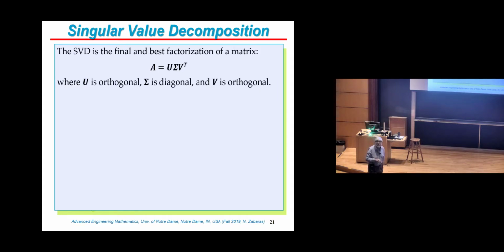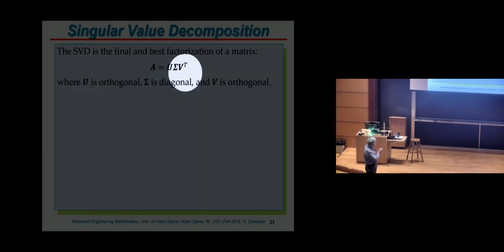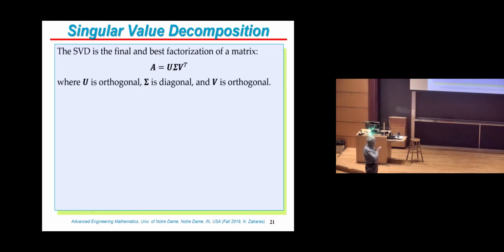For the spectral theorem, right? So instead of U, we have the Q matrix. Instead of sigma, we have the lambda matrix of the eigenvalues. And instead of V transpose, what do we have? We have Q transpose. So there is only one Q, Q and Q transpose.